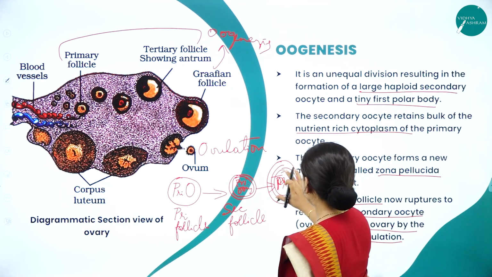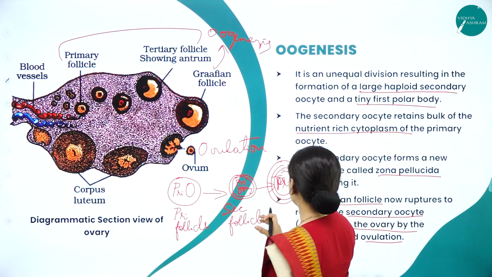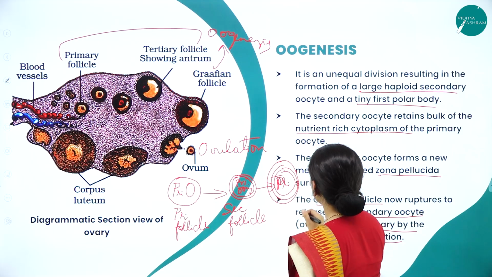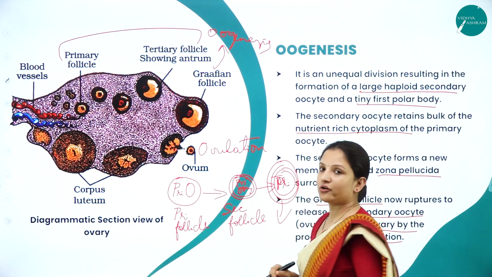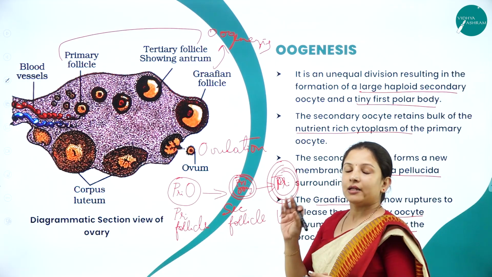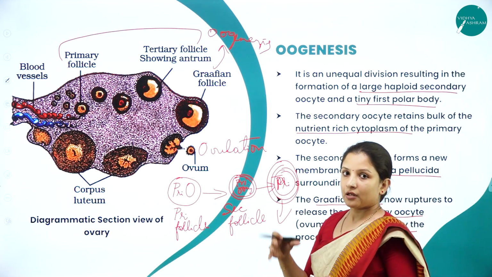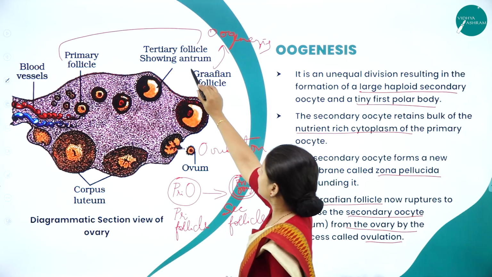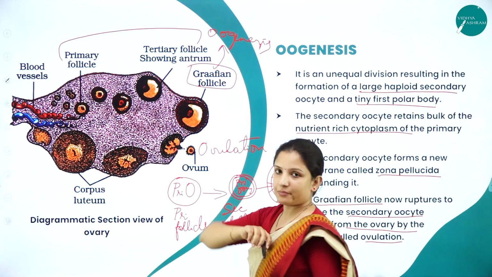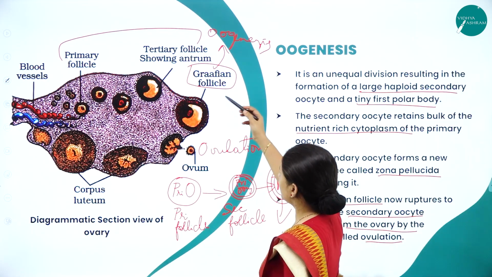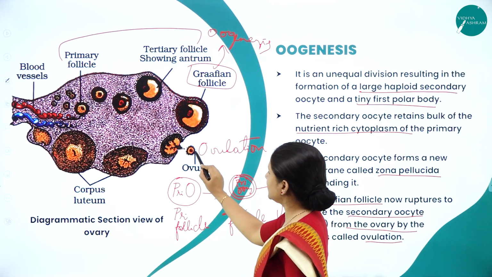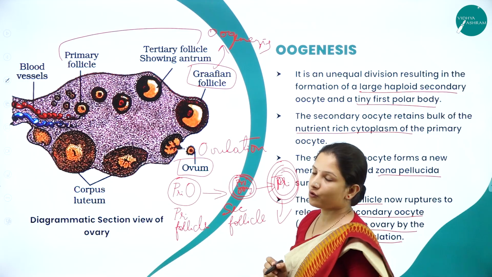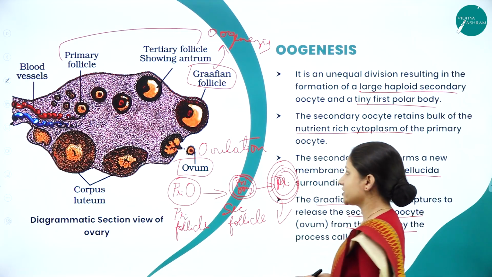These tertiary follicles will actually get converted into the secondary oocyte, that is by meiotic division. First meiosis will occur. Then the secondary oocyte will get converted into the Graafian follicle, which is the matured one. These Graafian follicles later on, as they mature, will start releasing the ova or the egg, and that process is called ovulation. So this is about the ovulation process.